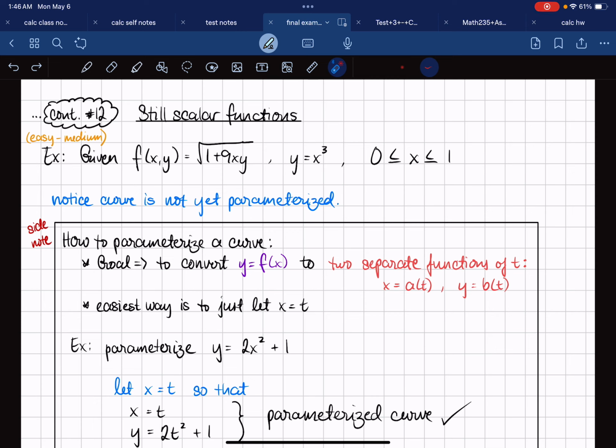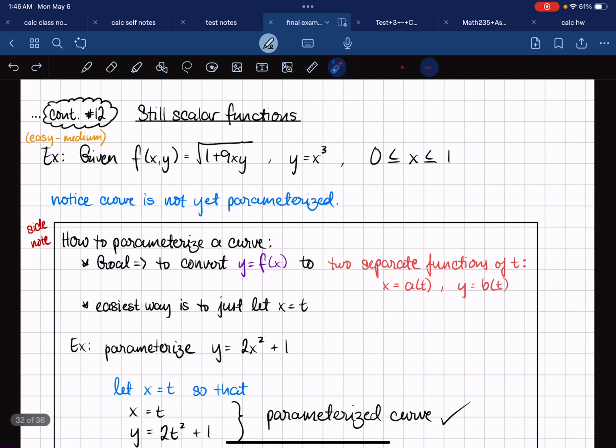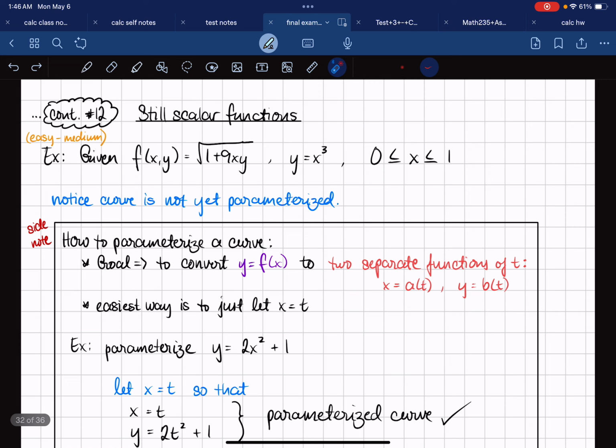So given f of x y, you got a square root right there. That's your f of x y. And then you're given this right here, right? And then you're given bounds. So notice how this is not parameterized because you can't tell what your x, y, z is. You can't substitute anything into anything.